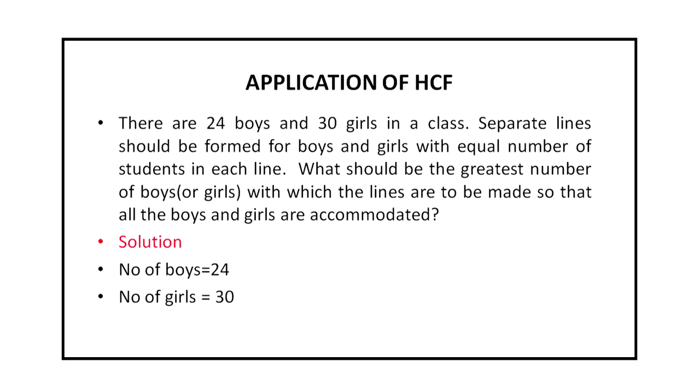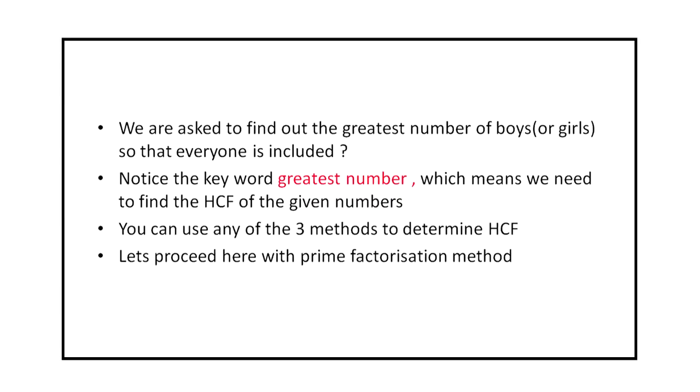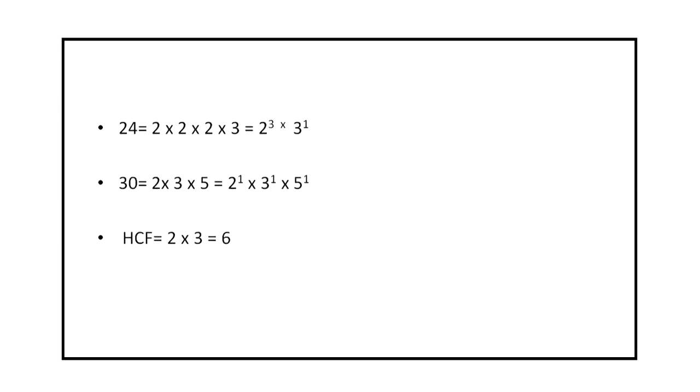So, the solution here is to determine the number of boys and girls. Number of boys equals 24 and number of girls equals 30. We are asked to find the greatest number of boys or girls, which means we need to determine the HCF. As explained just now, any of the three methods can be used to determine the HCF. Let's proceed with the prime factorization method. 24 can be expressed as 2 into 2 into 2 into 3, and when written in exponential form it becomes 2 raised to 3 into 3 raised to 1.